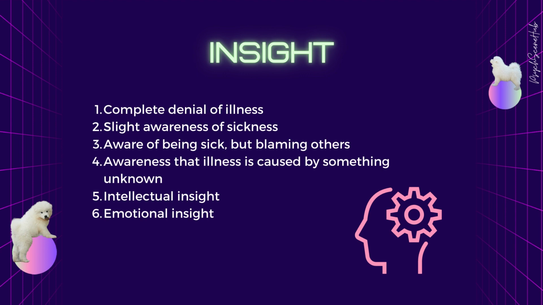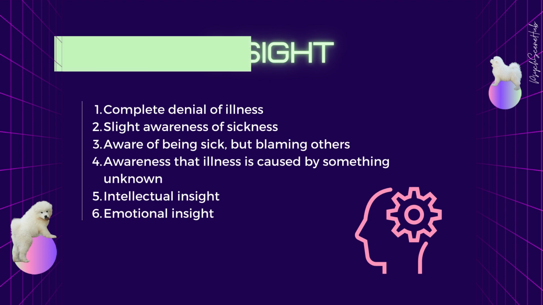Fifth level includes intellectual insight. So the patient is aware that there is a mental illness, but he or she doesn't apply this knowledge to the future experiences. And the sixth level is emotional insight. It's emotional awareness into the feelings and illness and ability to modify behavior accordingly.